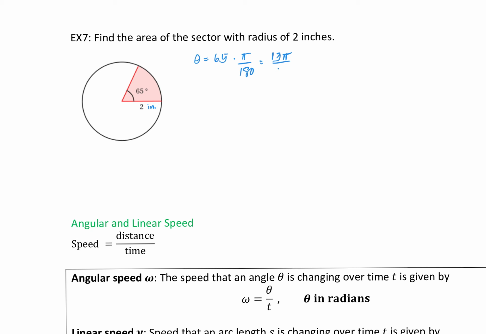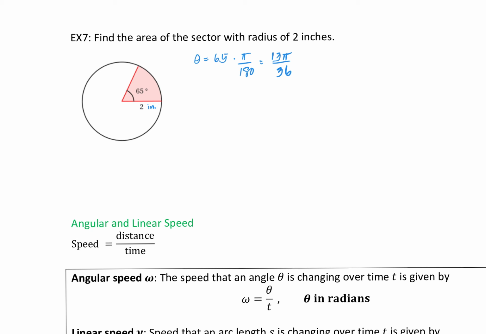Wait, no, 36. Is that right? 65 pi over 180, divide by 5: 65 divided by 5 is 13, 180 divided by 5 is 36. Yes, 13 pi over 36.